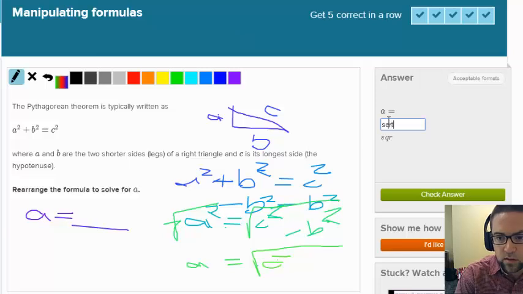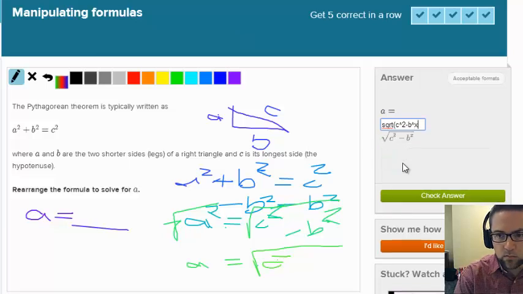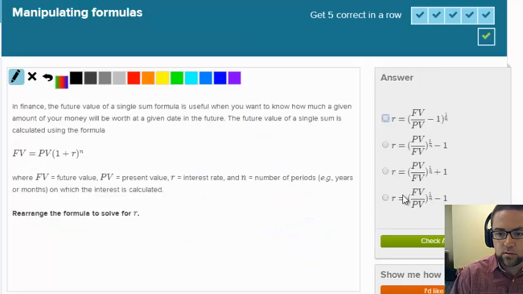So I think that you type it like this. Oops, square. Yeah, so square root. So you type SQRT and just like that. So let's check our answer. That's good.